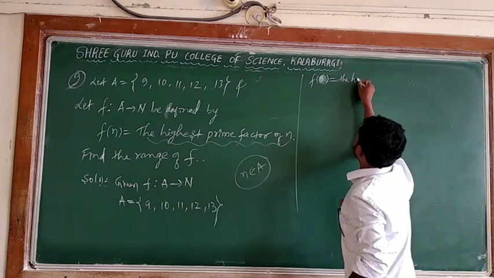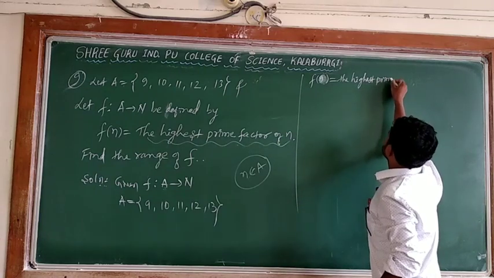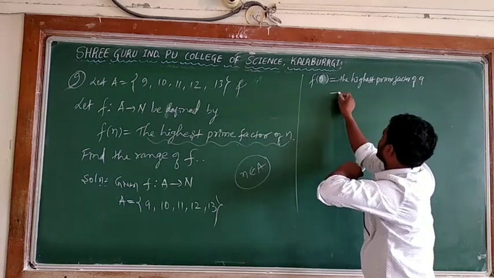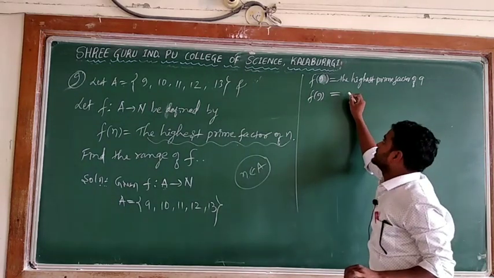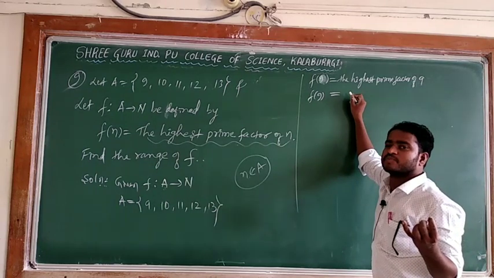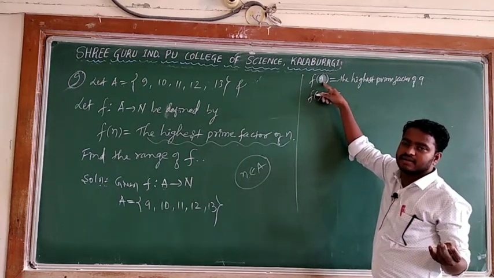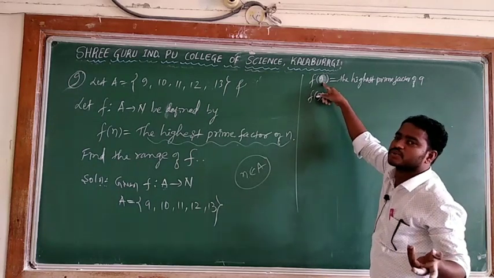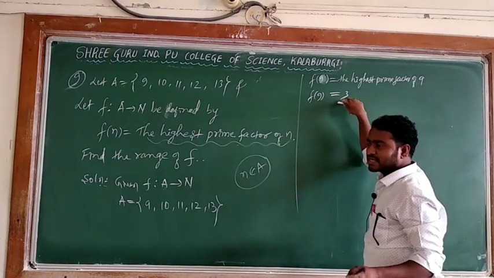What are the prime factors of 9? The factors of 9 are 1, 3 and 9, but the prime factor is only 3. No other number is a prime factor. So f of 9 is equal to 3, the highest prime factor.